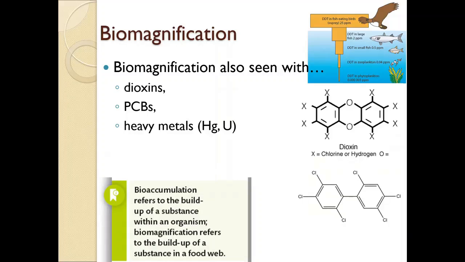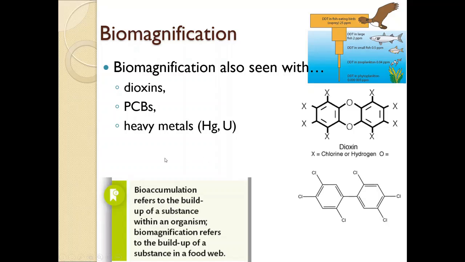Biomagnification does not just happen with DDT, DDT is just the most common example. Biomagnification can happen with dioxins, with PCBs, with heavy metals, and this is why, with heavy metals, you should not eat too much salmon, tuna, swordfish, because those are large predatory fish where there will be a higher concentration of the heavy metals in their bodies.